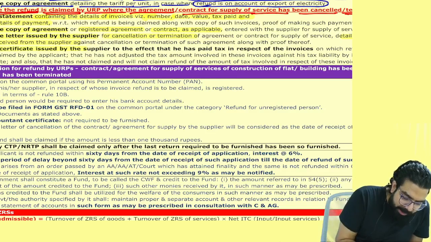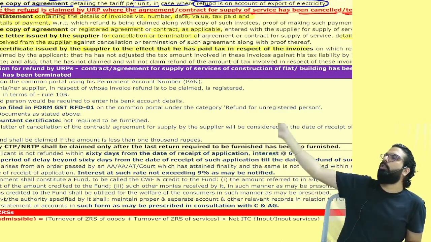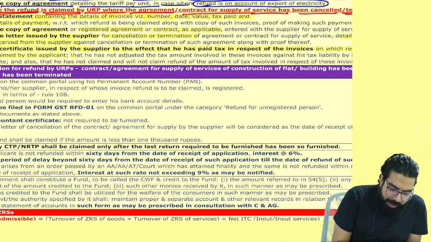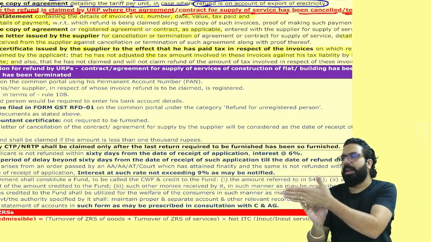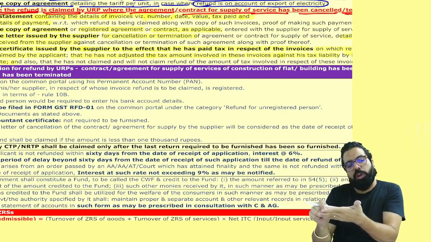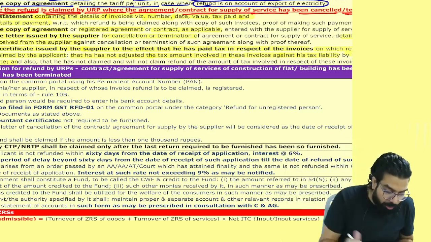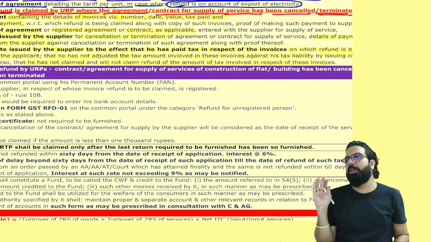Then a certificate issued by the supplier to the effect that he has paid the tax on the invoices. One certificate you have to take from the supplier that he has paid the tax to the government, on which refund is being claimed, and that the supplier has not adjusted the tax involved in this invoice against its tax liability by issuing a credit note. Supplier should give a certificate saying, I have paid the tax to the government. I have not issued a credit note. I have never adjusted this tax. And also, he has not claimed and will not claim any refund. That has to be given by the supplier.